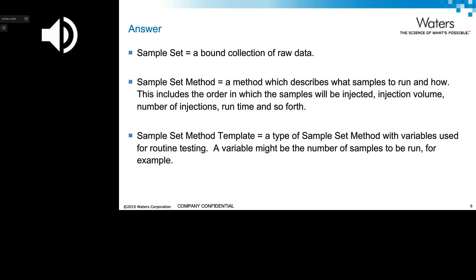And I use the word run. So when we have a sample set method and we run that method, we generate a sample set, which is a bound collection of raw data. I say that because that collection of data has a relationship. Perhaps I've run some standards and I've run some samples and I've run my system suitability check first. All of that is related.